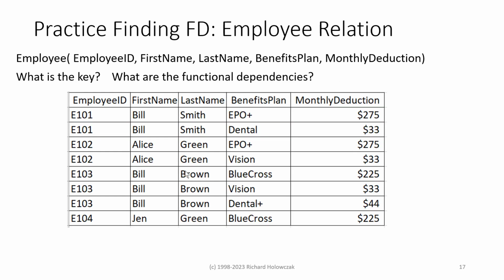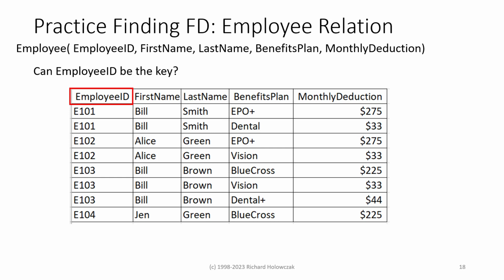So let's practice finding some functional dependencies. Here we have an employee relation. It has an employee ID, a first name, last name, benefits plan, and monthly deduction. As you look at the data, probably immediately you start getting a little sense that something is weird here. You see Bill Smith multiple times, Bill Brown multiple times, Jen Green is once, Alice Green is a couple of times. There's definitely some duplication in here. So the first question is, what should the key be for this employee relation? And once we figure out the key, then we'll figure out the functional dependencies.